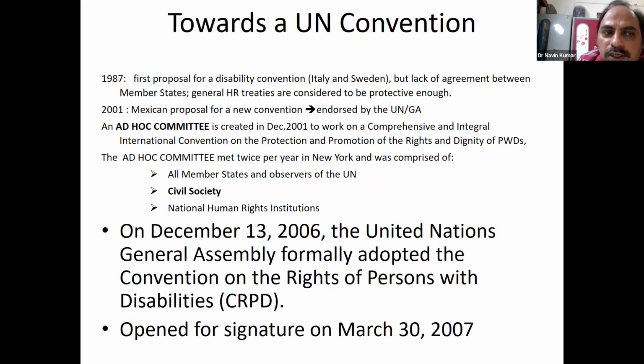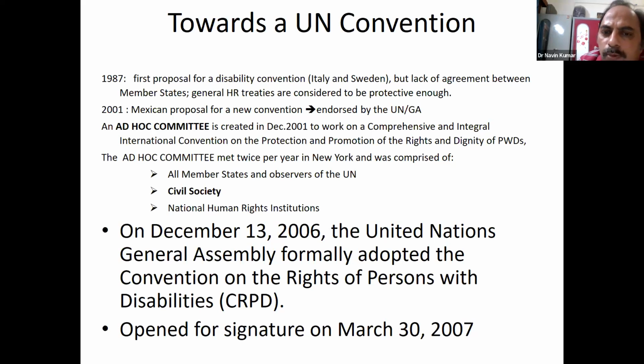So towards a UN convention: in 1987, there was the first proposal for a disability convention, but there was a lack of agreement between member states, and general human rights treaties were considered to be protective enough. So in 2001, again, there was a Mexican proposal for a new convention, which was endorsed by the UN General Assembly, and an ad hoc committee was created in December 2001 to work on a comprehensive and integral international convention on the protection and promotion of the rights and dignities of PWDs.